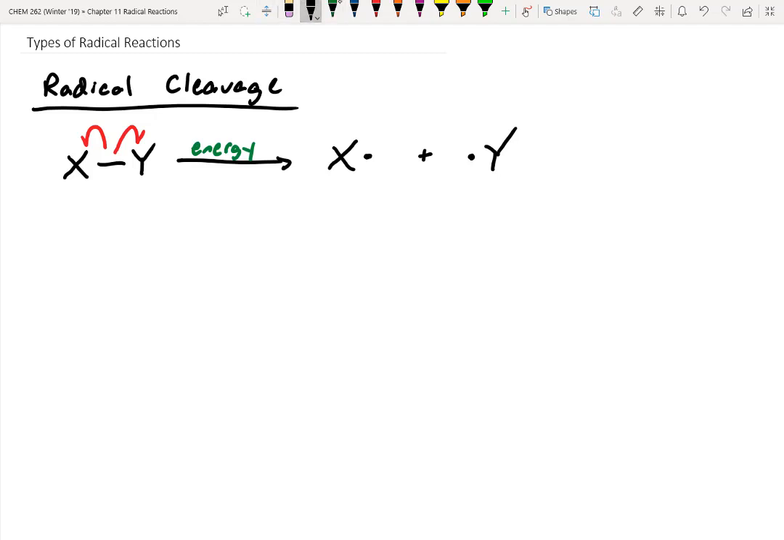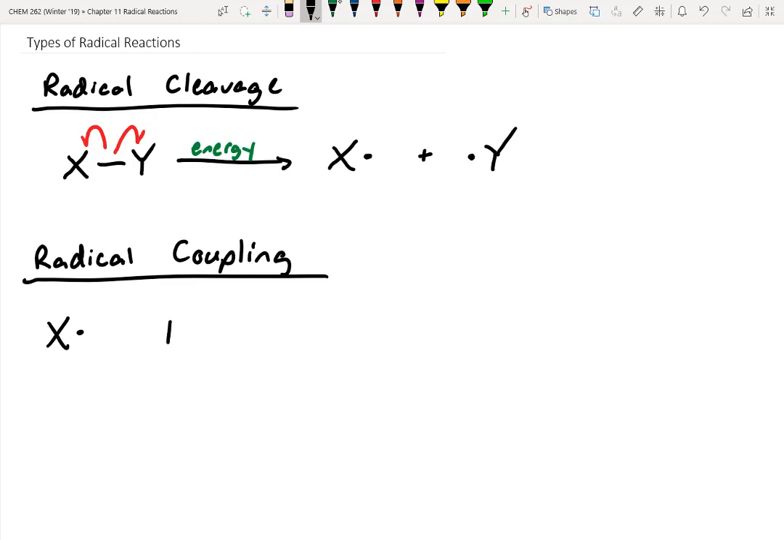All right, the other one is kind of the opposite of this. It's called radical coupling. And with radical coupling, that's where you have two radicals. And when they're close enough together in space, those two electrons can dump in and form a new covalent bond.